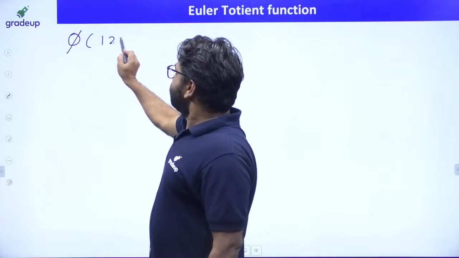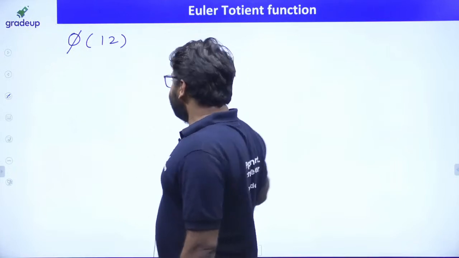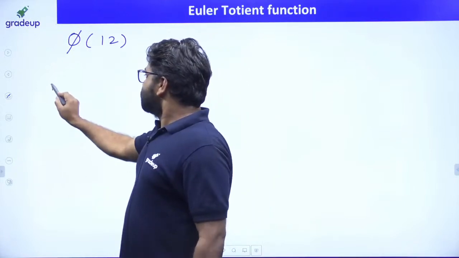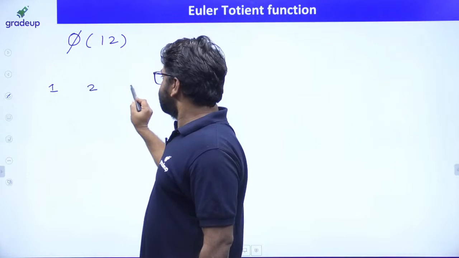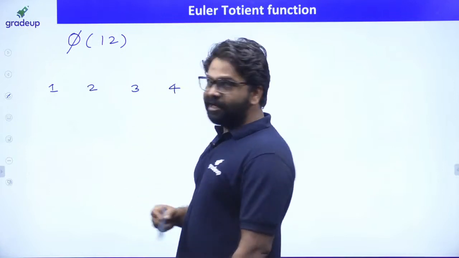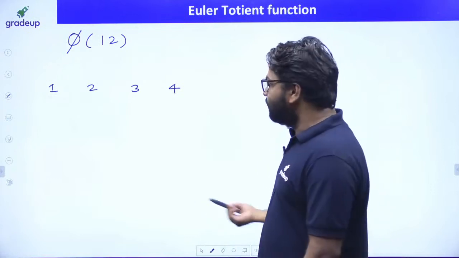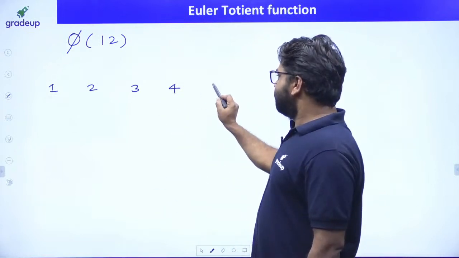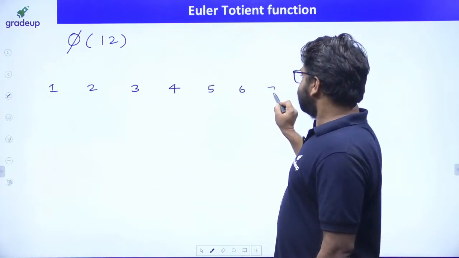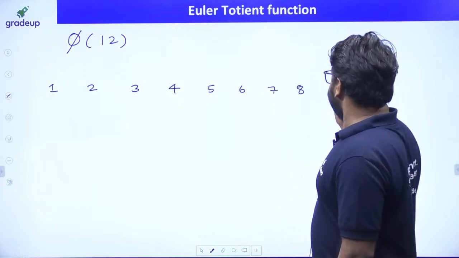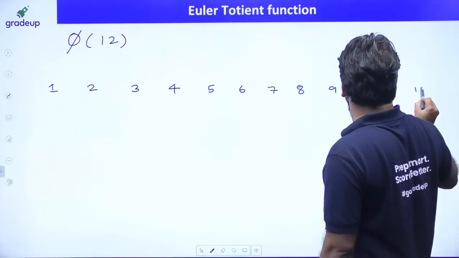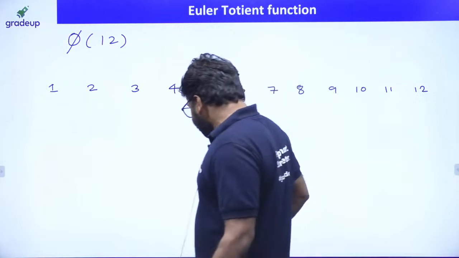Suppose I want to calculate the totient function of 12. So how many elements will I write here? This is 1, this is 2, this is 3. First we are calculating manually, and after that we will try to understand the other things. So 1, 2, 3, 4, 5, then 6, 7, 8, 9, 10, 11, and then 12.